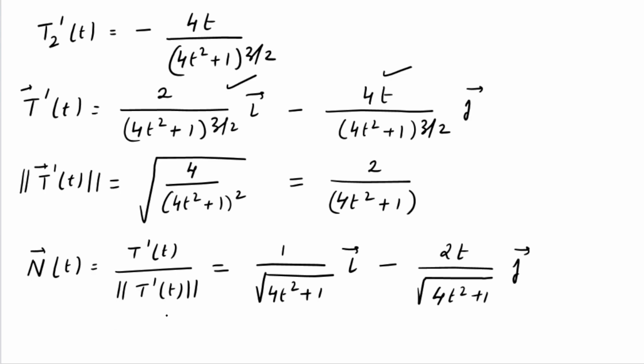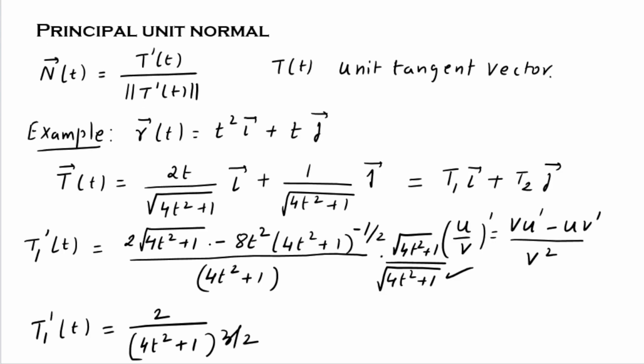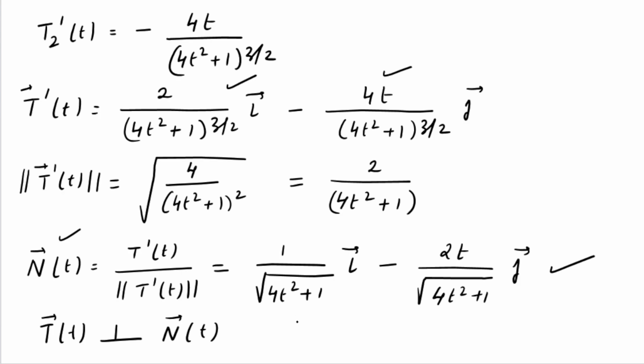Here I must mention that this unit normal vector is perpendicular to the unit tangent vector. This can be easily checked by taking the dot product of N vector and the T vector. Since they are perpendicular to each other, if you take the dot product, you will get the answer as 0. This completes the lecture on unit normal vector.